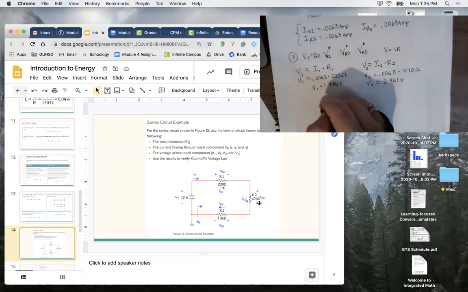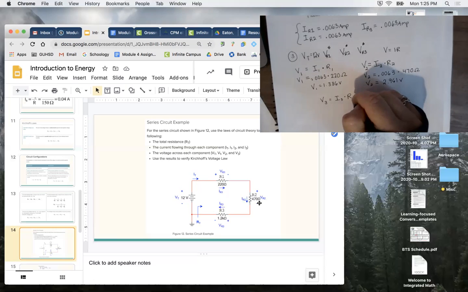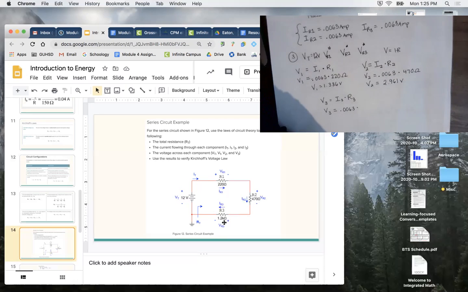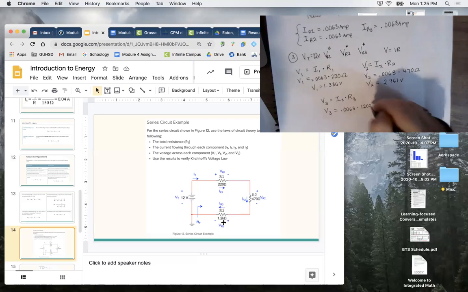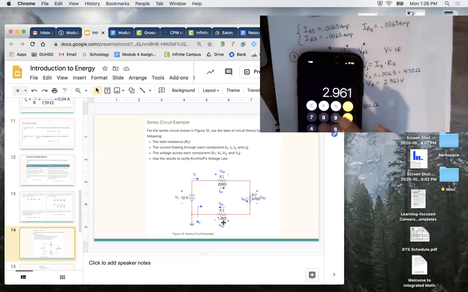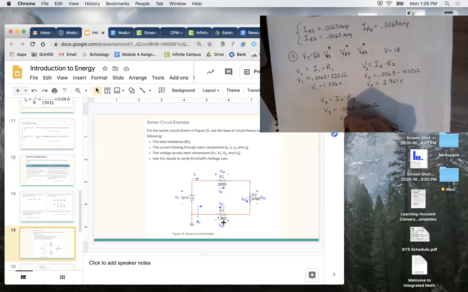And the last one, the voltage at 3 is equal to the current at 3 times my resistance at 3. My voltage at 3 is equal to my 0.0063 amps times my resistance, that 1200 ohms. So I do, again, 0.0063 times 1200 ohms, and I get 7.56 volts.